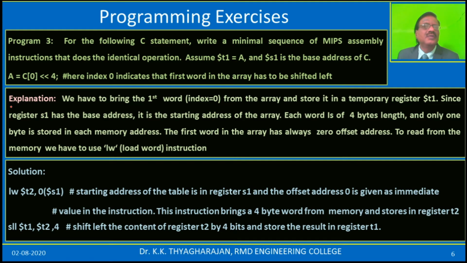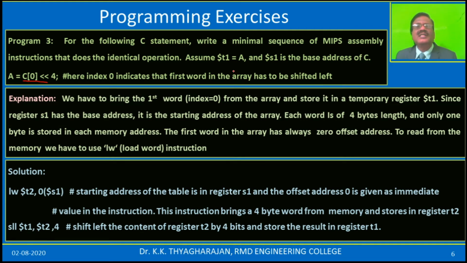In this program, we have to compute like this. That is, C is an array, and 0 is the index of the first element. So you have to take the first element or word from this array, and that word should be shifted left by 4 bits. So you need the shift left logical instruction. Then to bring the word from the array, you need the load word instruction.